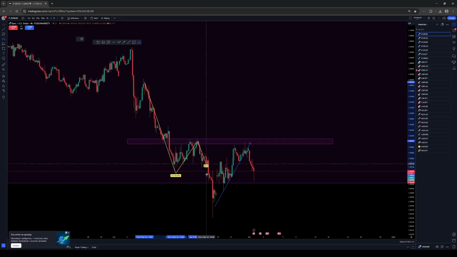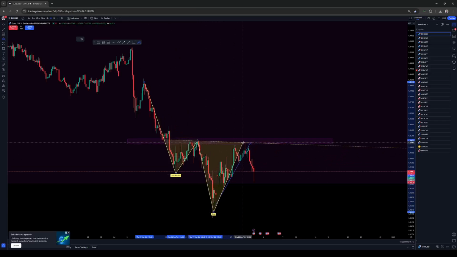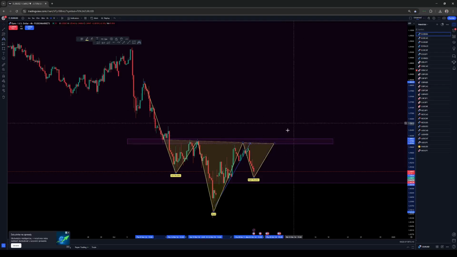So if we just have a look, then we might definitely get a head and shoulders pattern. What I could do is just wait for the confirmation, if the price comes back to this previous resistance level, and if we can then break through.